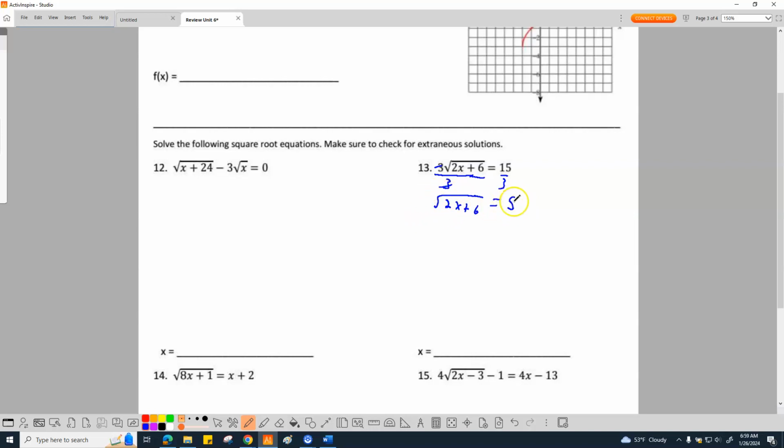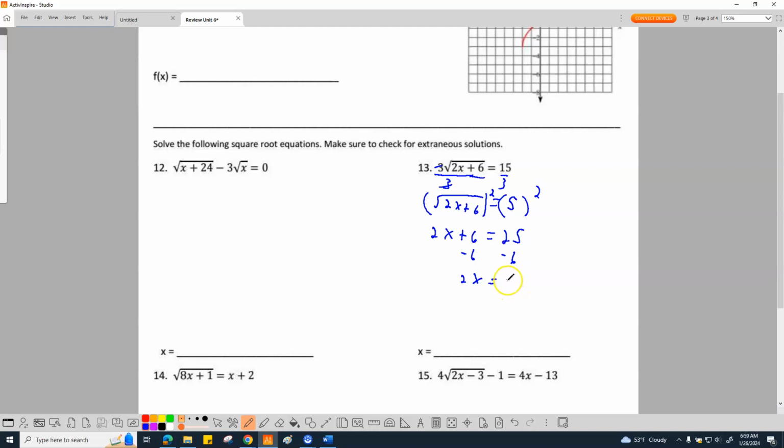Now, I have a square root on one side, a number on the other side, which means I got to square this. So I'm going to square this thing, and I end up with 2x plus 6 equals 5 squared is 25. Now I'm going to solve this. I'm going to subtract the 6 on both sides, and I get 2x equals 19.